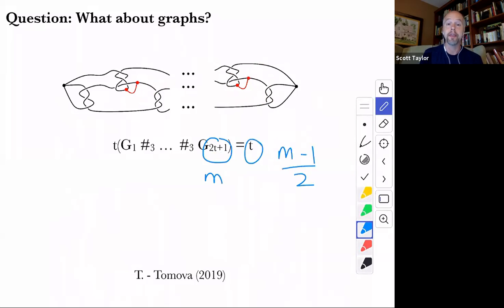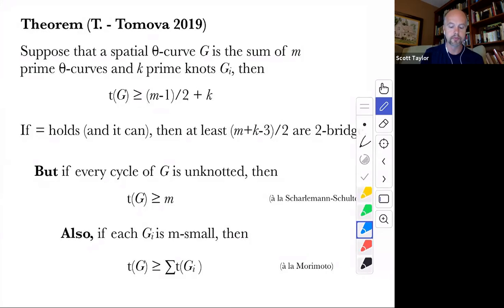Well, the good news is this is about as bad as it gets. So here is our theorem. If I have a spatial theta curve that I get by doing the trivalent sum of m prime theta curves and k prime knots, then the tunnel number is going to be at least (m-1)/2. That's the same quantity we saw before, plus k, plus the number of knots.